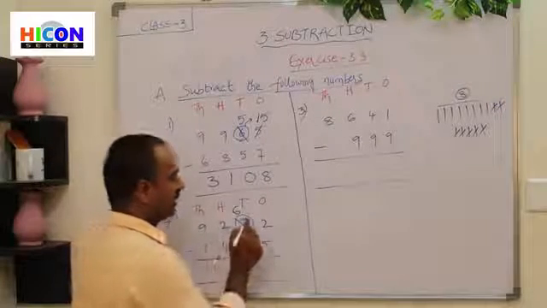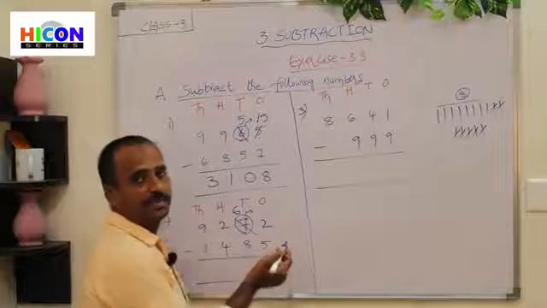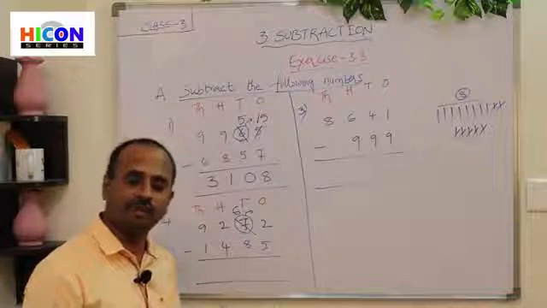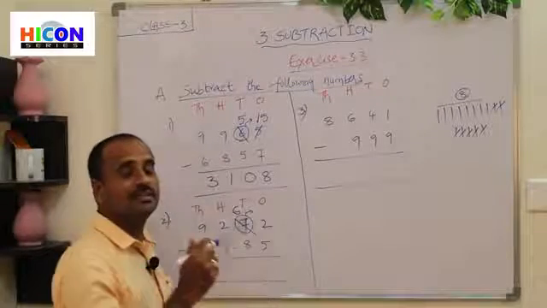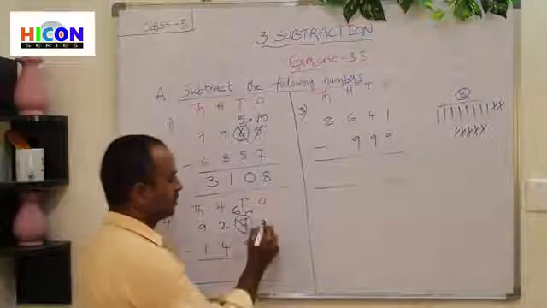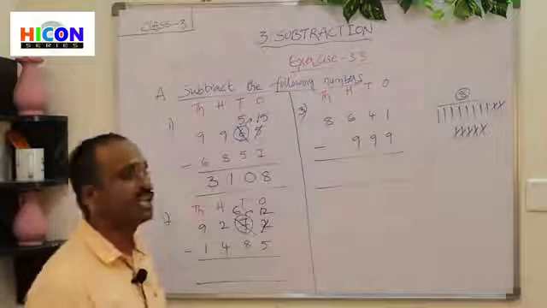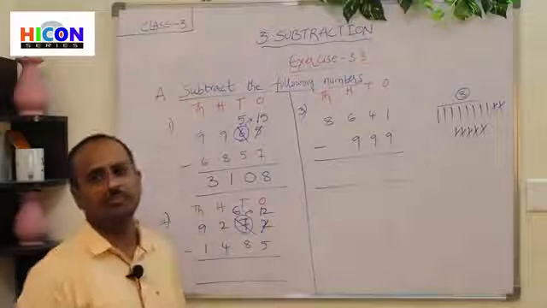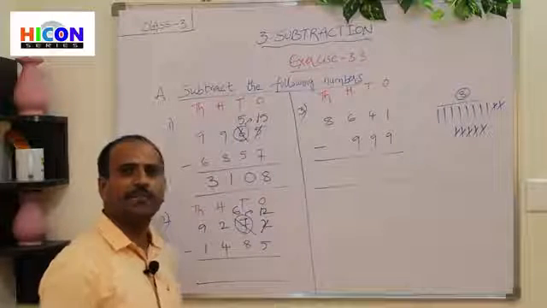Next, carry that 1 ten to the ones place. If you carry 1 ten to the ones place, it will become 10 ones. There are already 2 ones. These 10 ones and 2 ones total becomes how many ones? 12 ones. So strike off this 2 and write 12 under ones place. Now the subtraction is possible because 12 is the greater number, 5 is the smaller number. We can subtract 5 from 12.